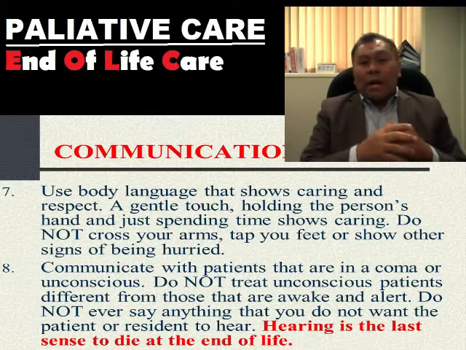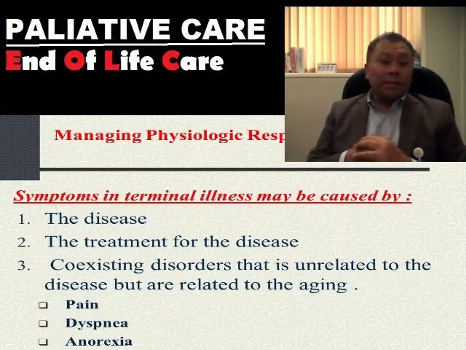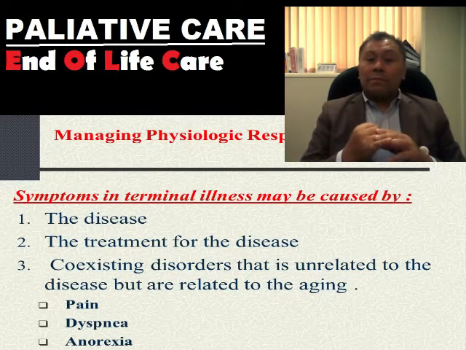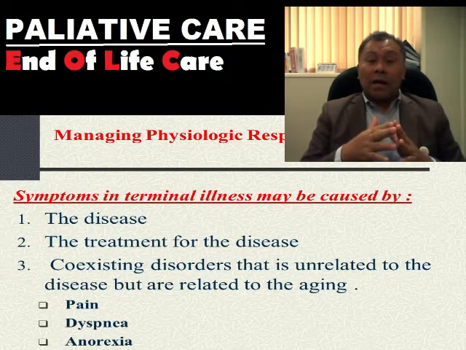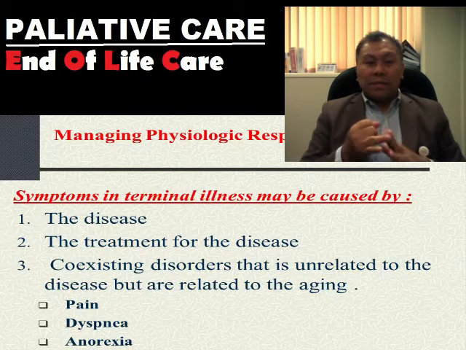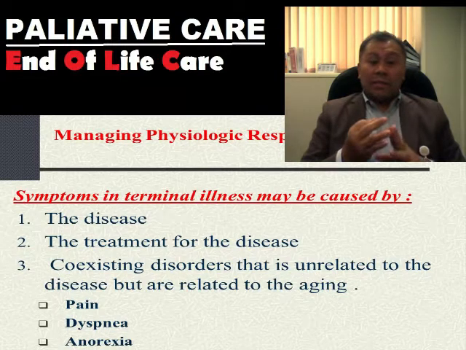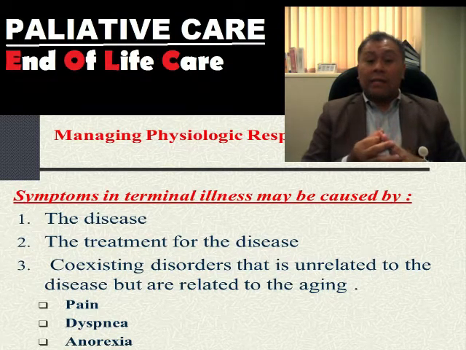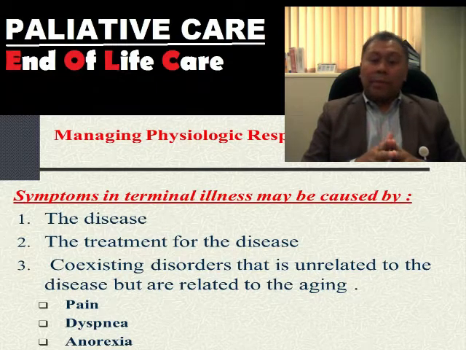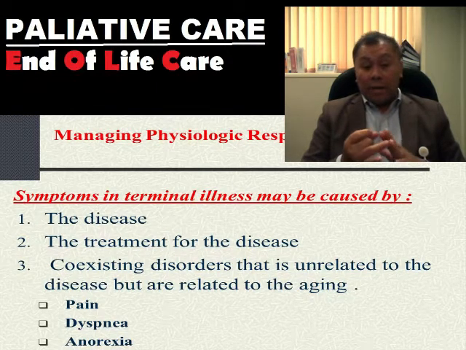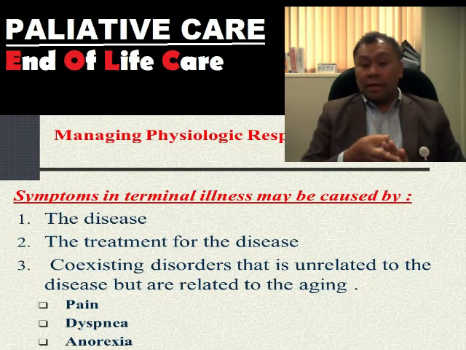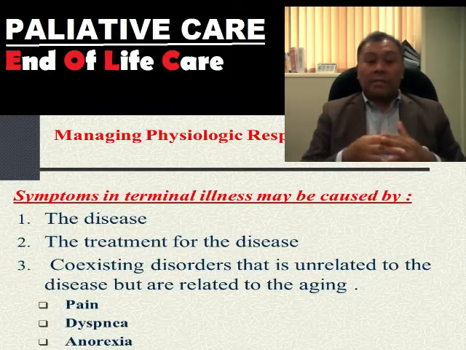So, how to manage physiologic responses to illness? Now, there are symptoms in terminal illnesses that may be caused by the disease, by the treatment of the disease, or by coexisting disorders that are unrelated to the disease but are related to aging. Just for example, we have pain, difficulty of breathing, which is dyspnea, and loss of appetite when the patient is in an anorexic condition.